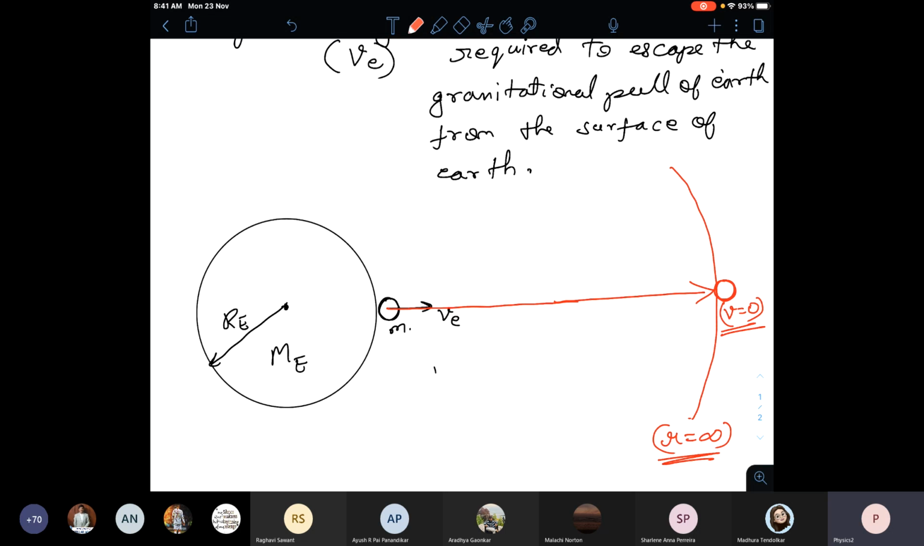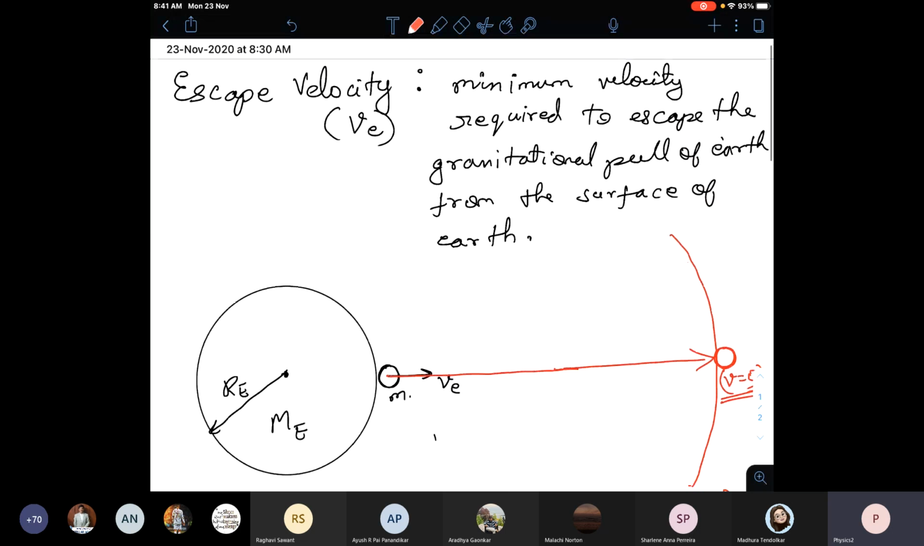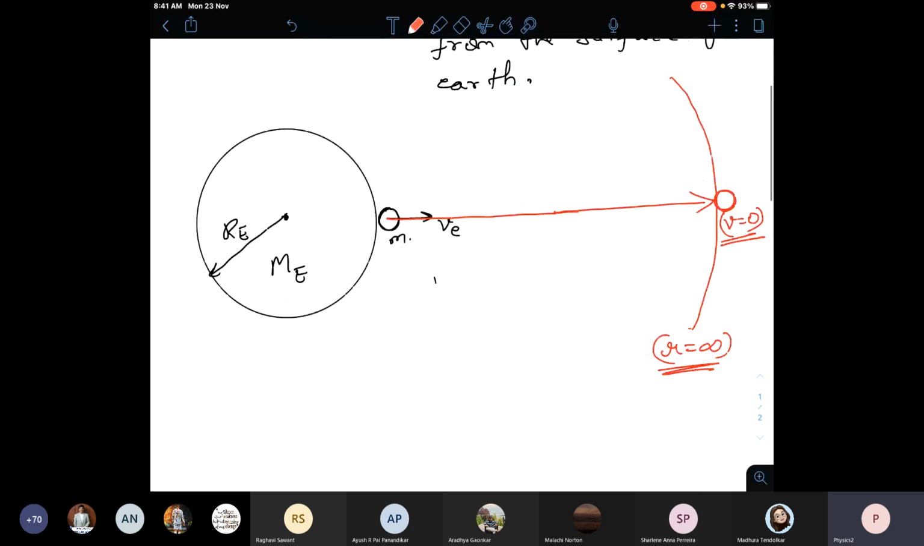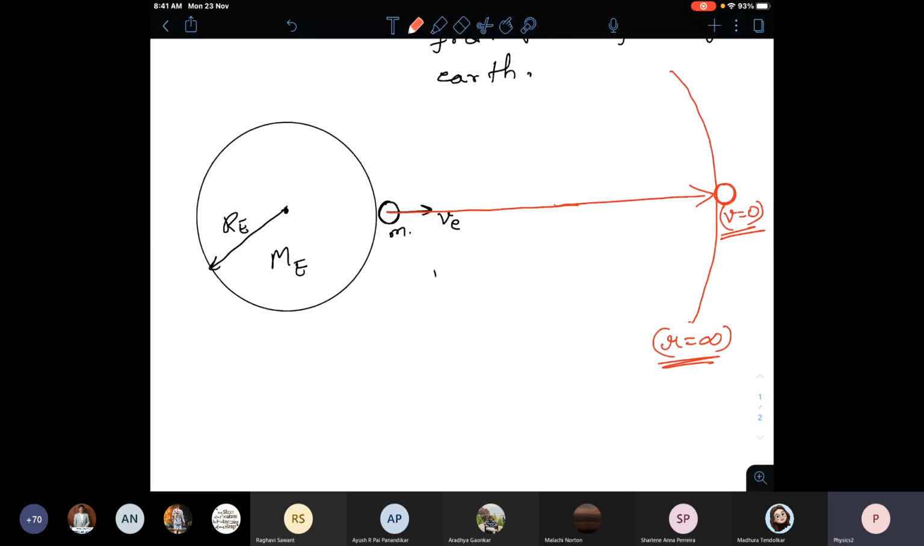So we can say that it is the minimum velocity. We have written in the definition also that escape velocity is the minimum velocity, the least velocity required. Now see this condition, this point a, and let this be point b. Point a is your initial position, this is your initial condition, and this is your final condition.